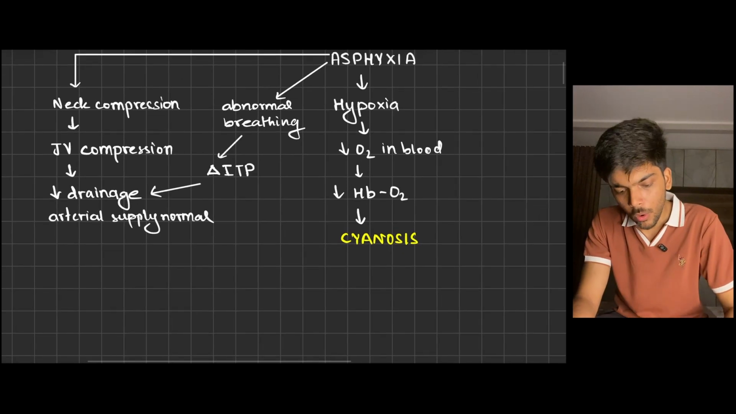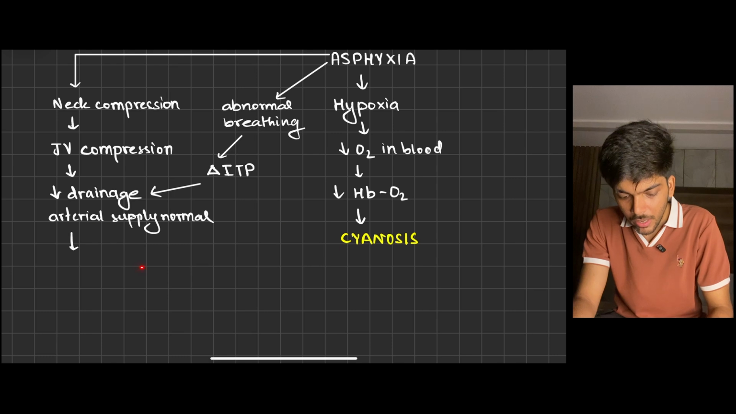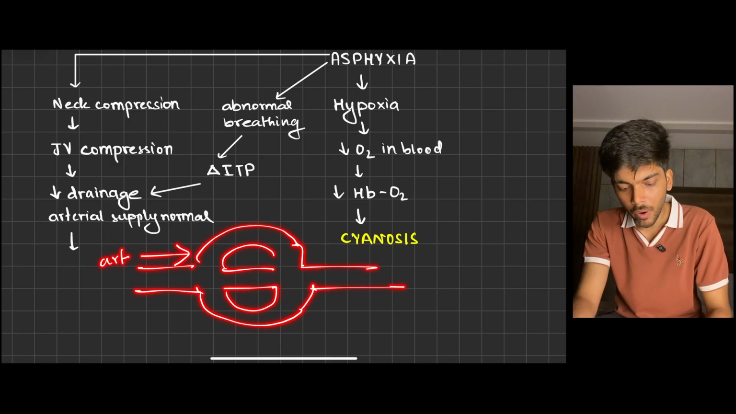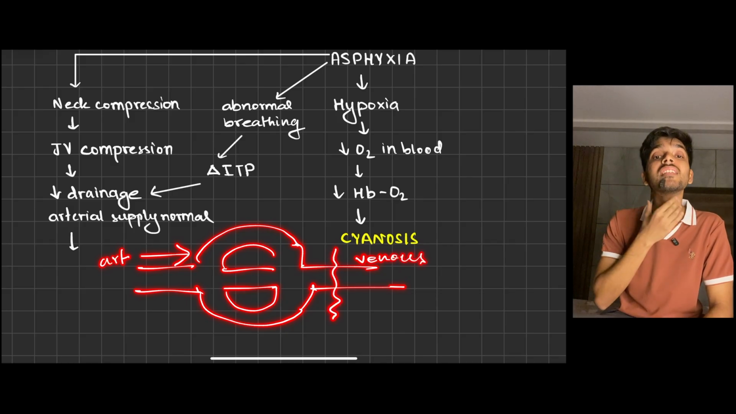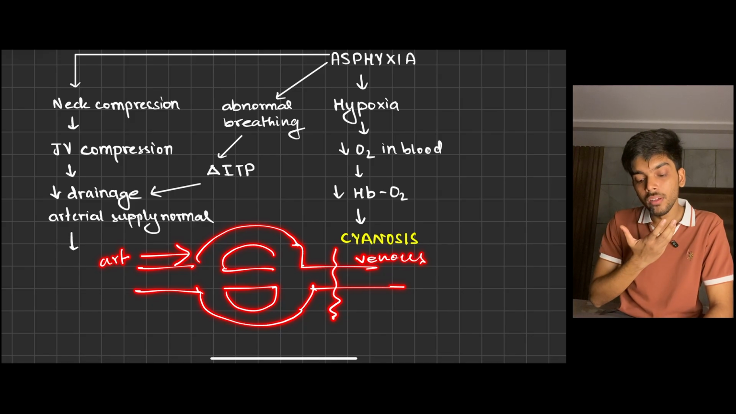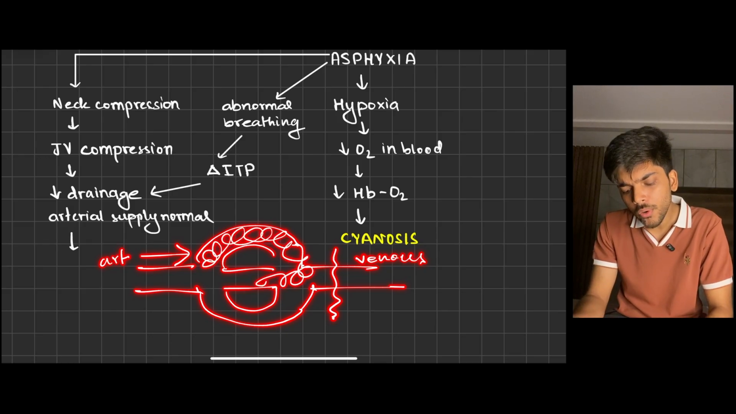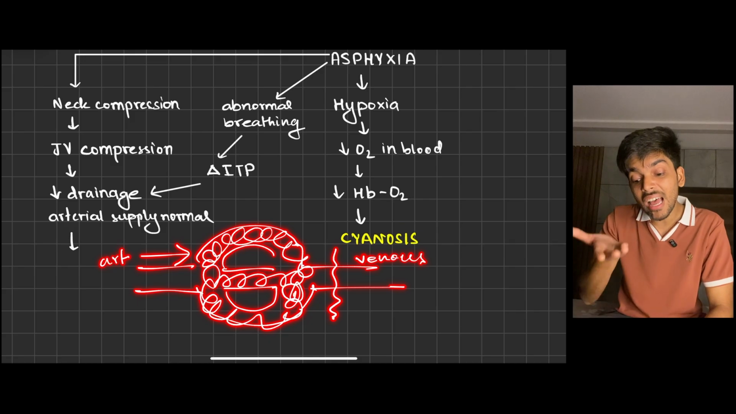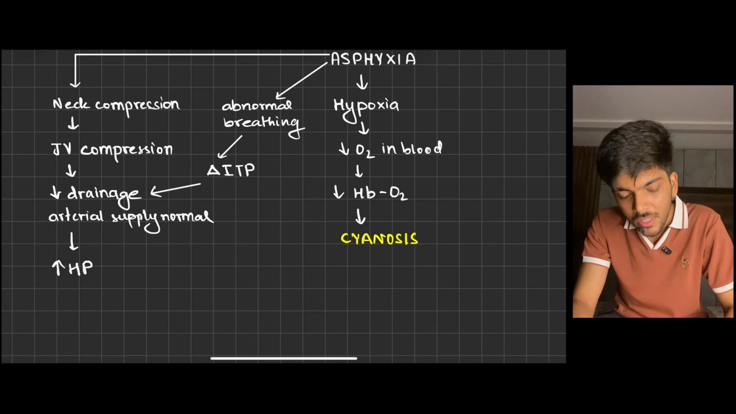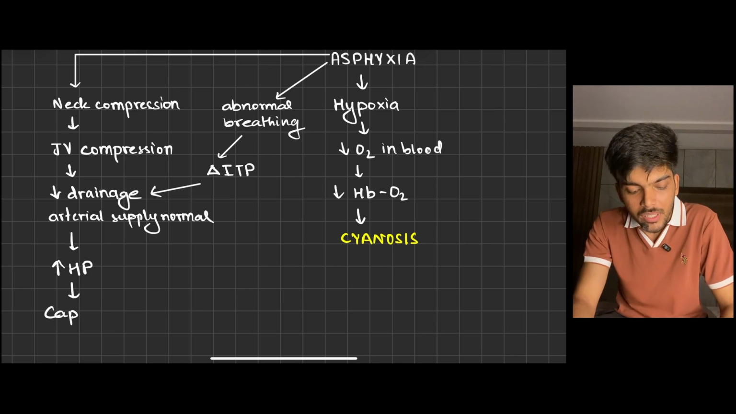Okay. Now, see, here is your capillary. This capillary is receiving normal arterial flow, but at the vein side, it's blocked. That means the venous drainage is not there, but the oxygenated blood is continuously going. So lots and lots of blood will pool into the capillary, which will build up pressure inside the capillary. There is an increase in hydrostatic pressure, and this will lead to capillary rupture.